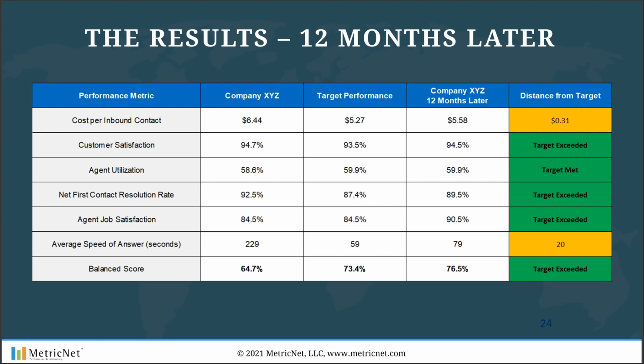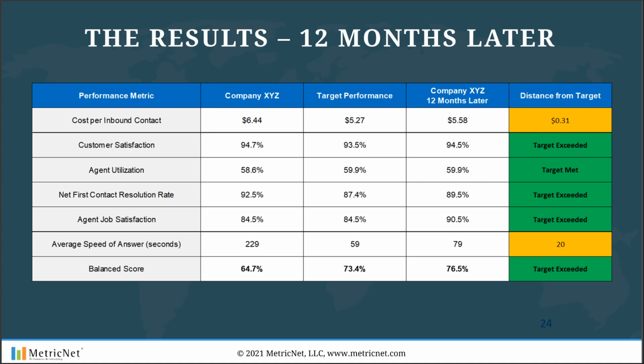They met their target on agent utilization. They exceeded their target on first contact resolution rate and job satisfaction. They fell a little bit short of their target on speed of answer. Top quartile would have been 59 seconds. They were down to 79 seconds, which is much, much better than the 229-second ASA that they had when we did the benchmark. So their original balance score was 64.7%.